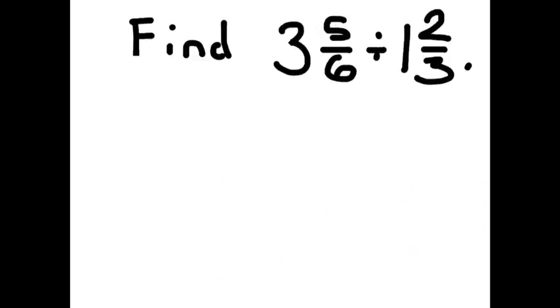Alright, this one's a little bit harder because both the dividend and divisor are mixed numbers. So we need to change these both to improper fractions. So 3 5/6. 3 times 6 is 18, plus 5 is 23/6. And 1 times 3 plus 2 is 5/3.